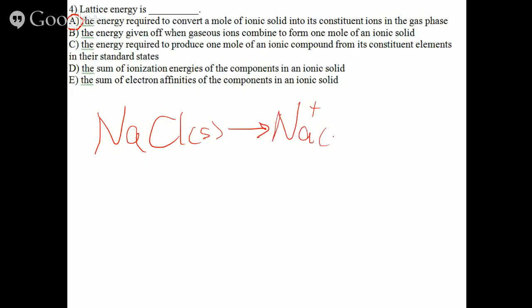Question number 4, kind of a definition question. Lattice energy is blank. I'll ruin it for you. It's choice A. The energy required to convert a mole of ionic solid into its constituent ions in the gas phase. So we're talking about going from a solid compound and separating them completely into their separate ions in the gas phase. So that is the lattice energy.